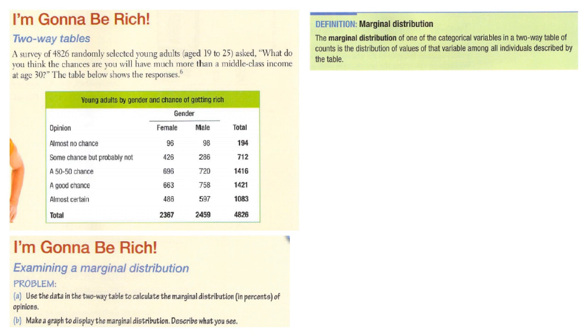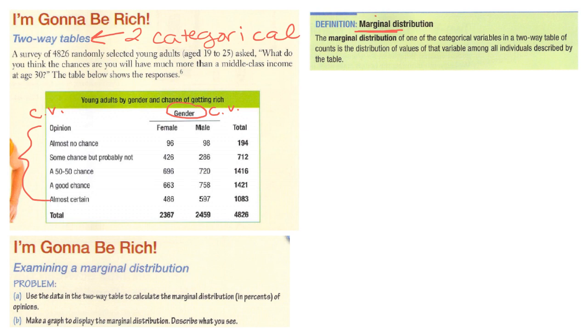All right, so let's look at a different kind of table here called a two-way table. A two-way table is going to involve two categorical variables. If you look at this table here, you'll see how this table has young adults by gender and chance of getting rich. So their opinion on their chance of getting rich, that is one categorical variable. And then sorted by gender is another categorical variable. So this is called a two-way table, and you can look at distributions amongst these different variables using this two-way table. One of the kinds of distributions we look at is what's called a marginal distribution.